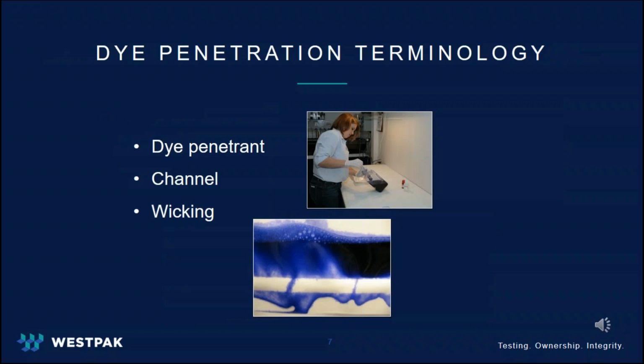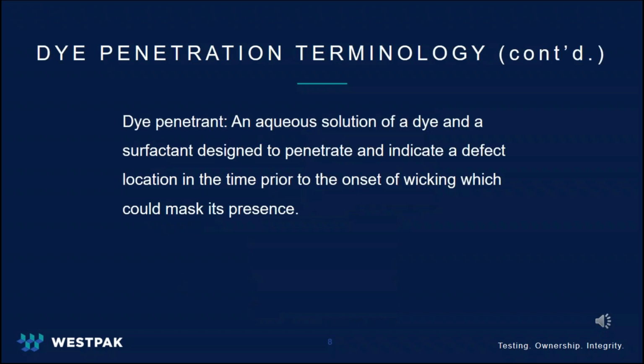Now that we've covered porous and non-porous packaging for the sterile barrier system, we'll next discuss some dye penetration terminology. We'll talk about the dye penetrant, channel, and what wicking is. The dye penetrant is an aqueous solution of a dye and a surfactant designed to penetrate and indicate a defect location in the time prior to the onset of wicking, which could mask its presence.